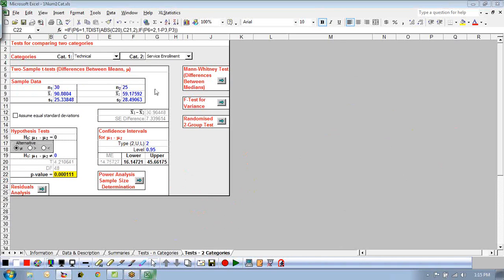And finally, billing and service enrollment. And no, in this case, the p-value is bigger than 0.05. So we do not reject the null.